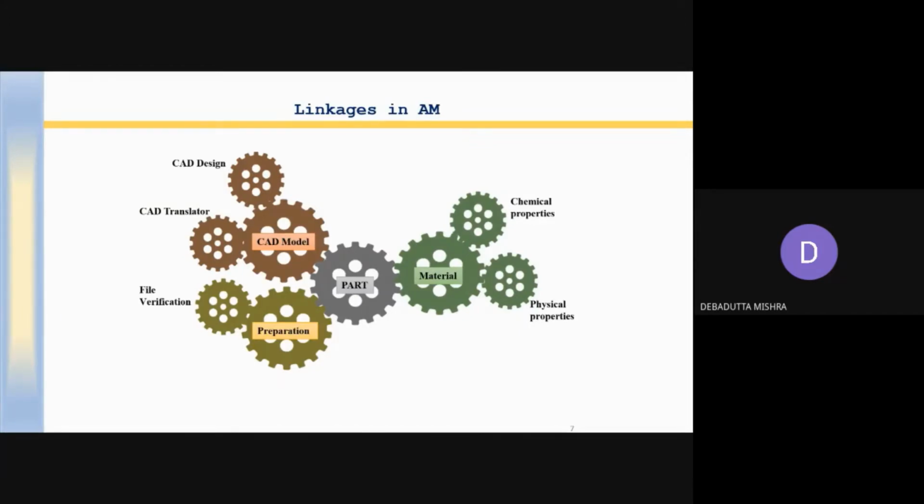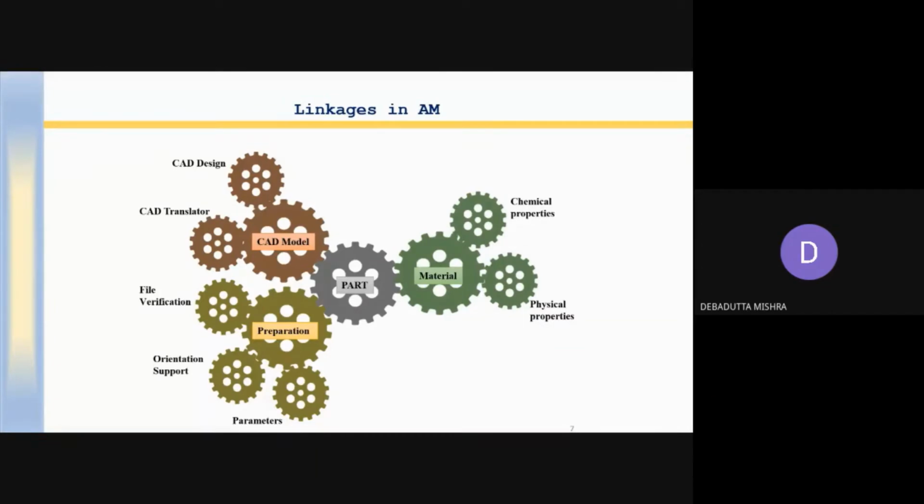you can see how these are linked to one another. If any one of these fails, then the whole system will fail. Then file verification, orientation, support. This is the topic today. How to get this orientation and all those things. Then you have to fix the parameters. How to fix the printing parameters.